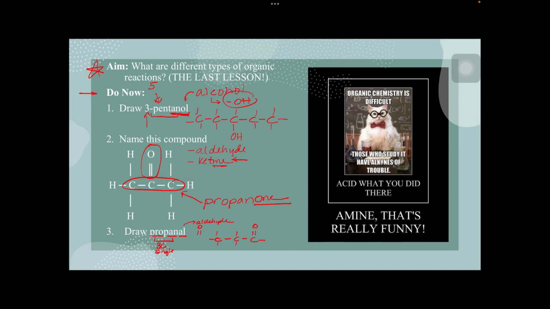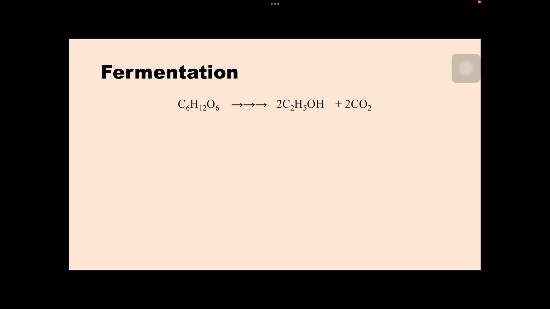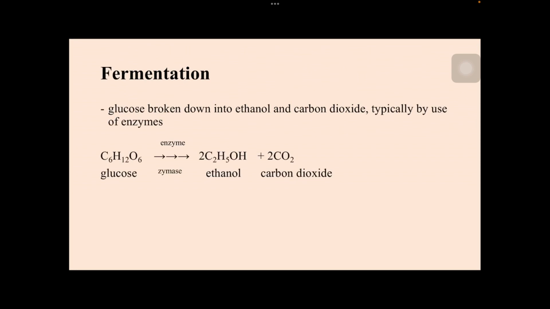Now we can jump into the organic reactions. The first type of organic reaction that we're going to look at is called fermentation. Fermentation is something that you were taught in living environment. Fermentation is when you take a glucose molecule and it breaks down into ethanol, and I know this is ethanol because it has 2 carbons and it has an OH group at the end, and carbon dioxide. This is always going to be the equation for fermentation.